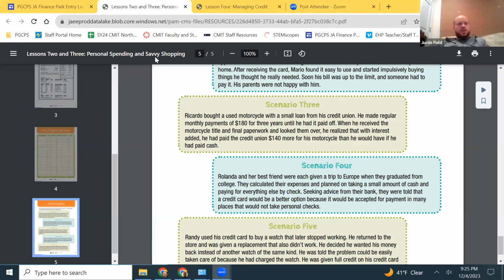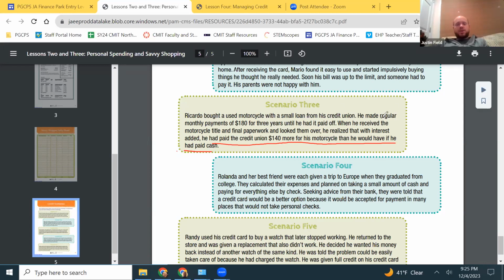So this one is obviously they are saying that he had to pay the credit card $140 more than if he had paid in cash. So we could say that's a disadvantage.